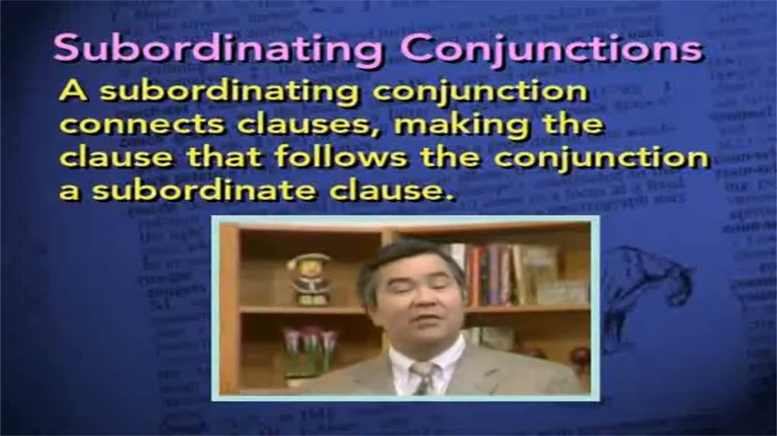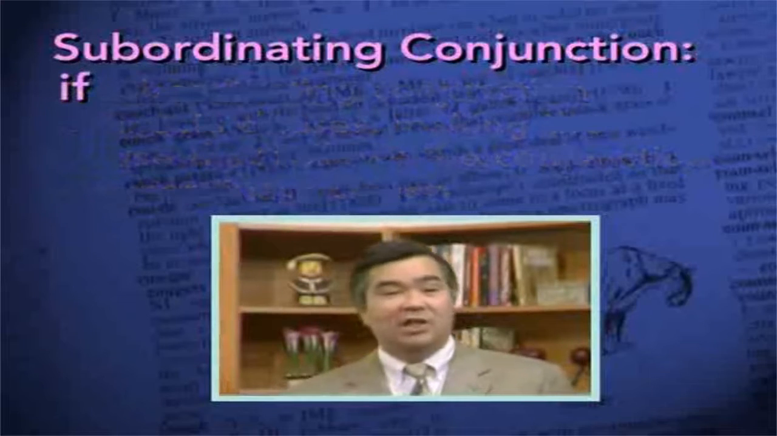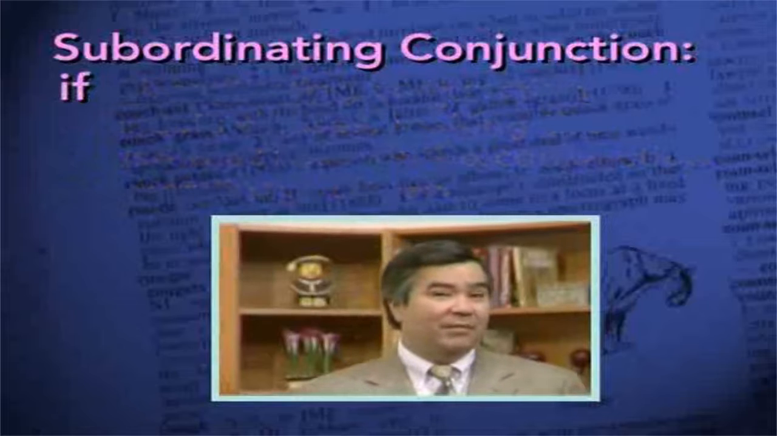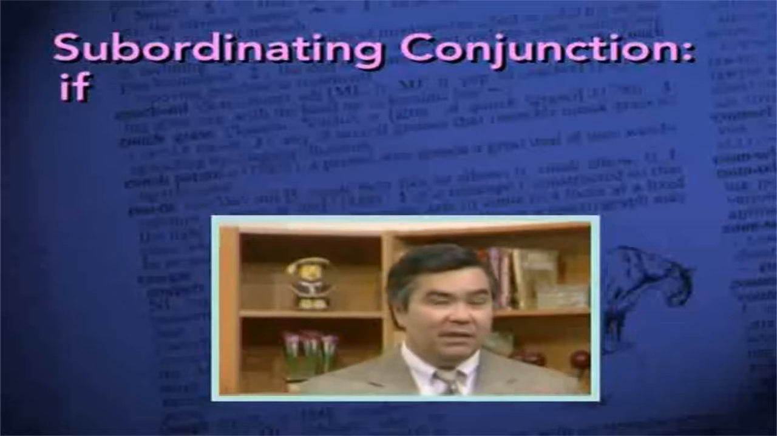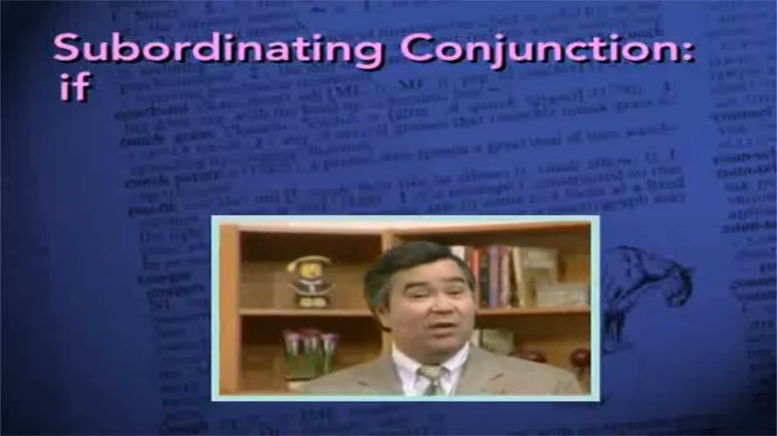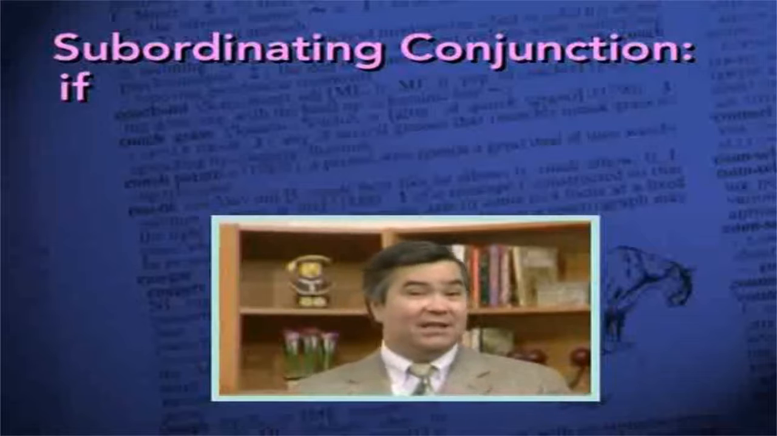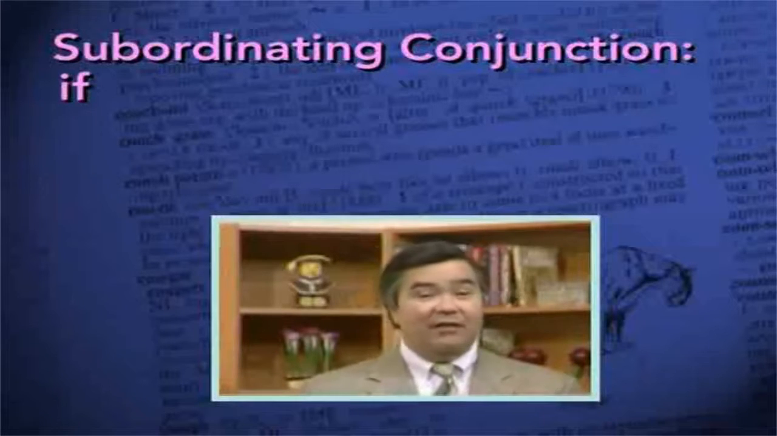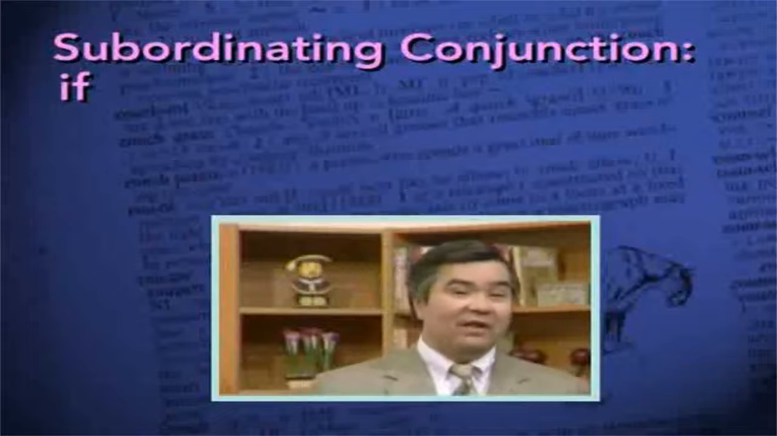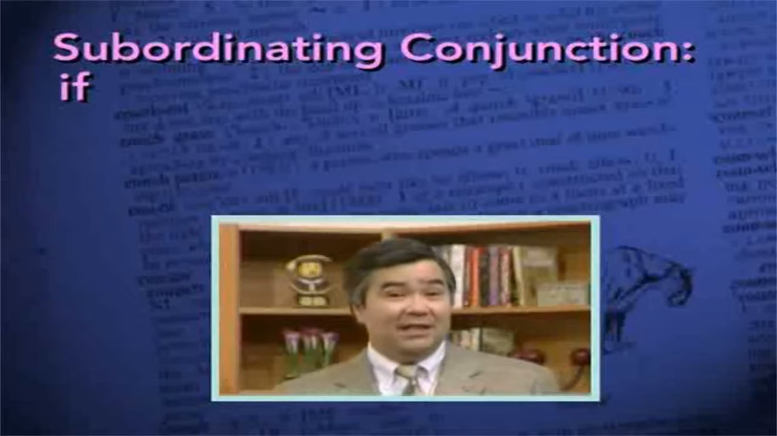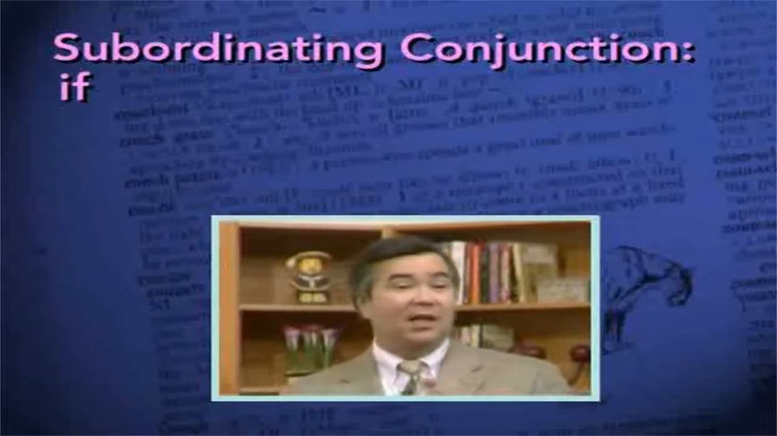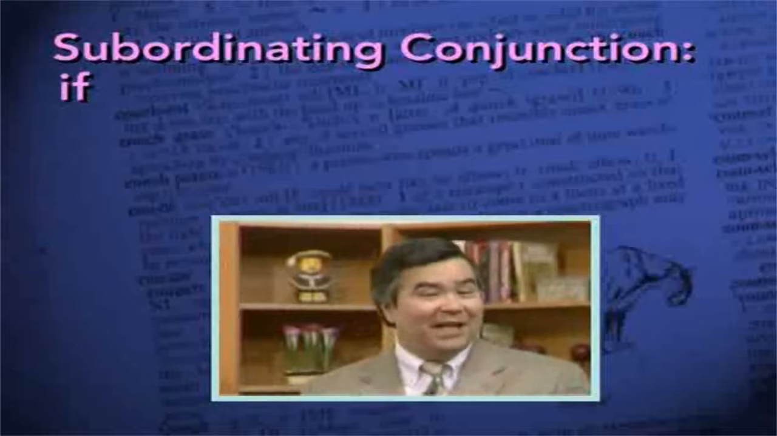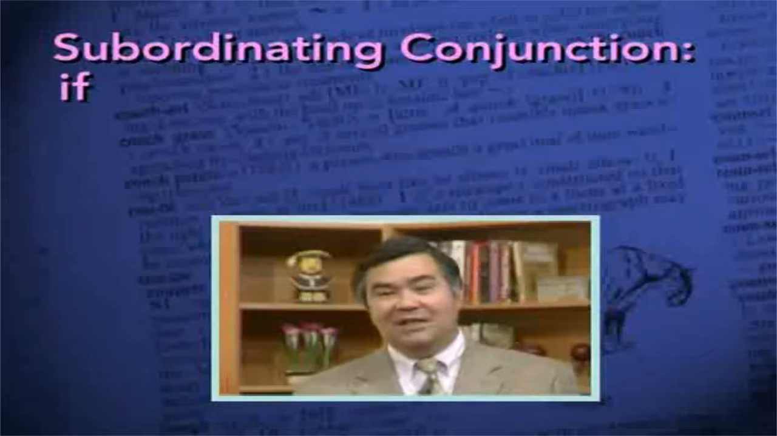a sentence. For example, take a subordinating conjunction such as if. If the subordinating conjunction if is put in front of a clause, a group of words including a subject and a verb, that clause can no longer stand alone as a sentence. It becomes a subordinate clause, one that needs to be connected to another clause to make a complete sentence.